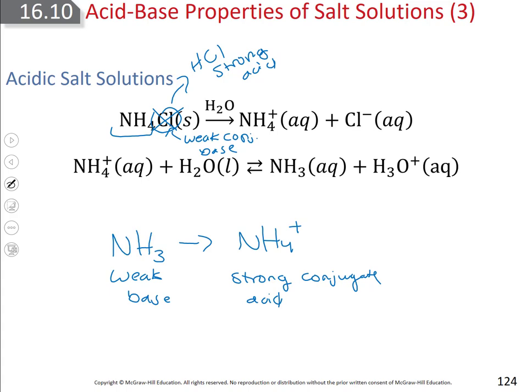Yes, because ammonium is the conjugate of ammonia. Ammonia is a weak base, therefore ammonium is a strong conjugate acid. Acting as an acid means it donates its proton. So when I put it in with water, it will donate a hydrogen to the water, leaving us with ammonia and hydronium. If I want to find the pH of this thing, what do I need to do? Ice table again.